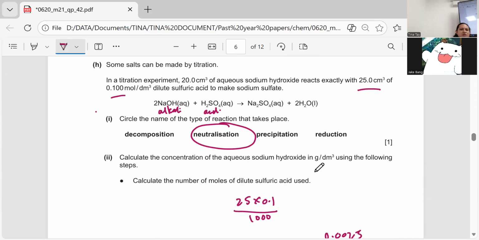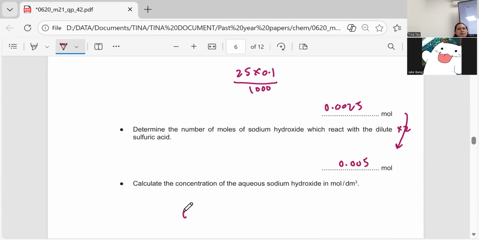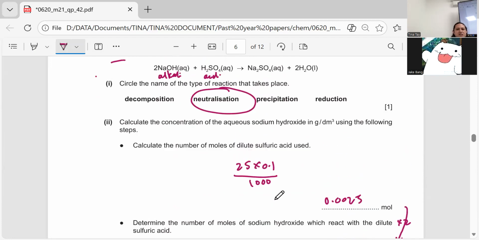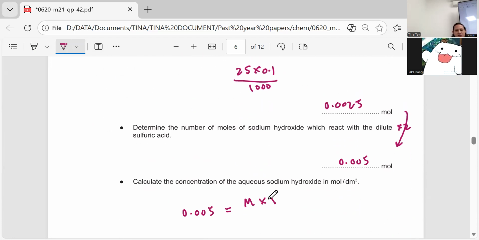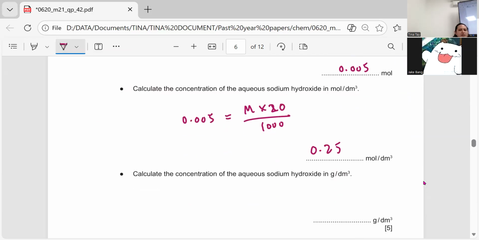Number of moles of sodium hydroxide that react. Same, double or half? Double. Concentration, remember, amount of moles equals M times V. V is 20 over 1,000. So 0.25. Do you get it correct? If the first part is wrong, everything is wrong.